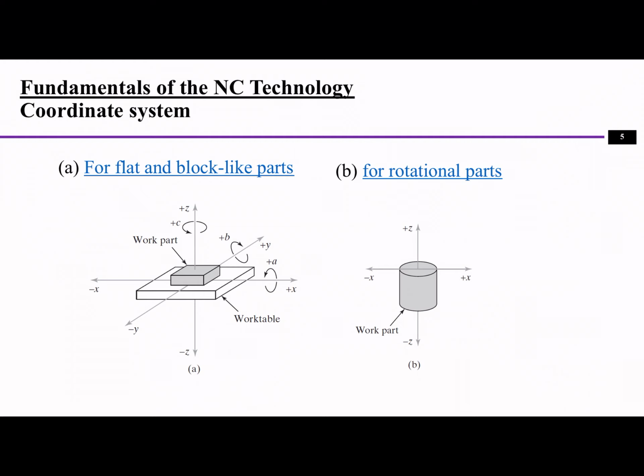For the coordinate system, usually there are two different sets. One is the typical work table, which is for flat and block-type parts. Another one is for rotational parts, where the machine can rotate the parts and then do some of the machining, for example, turning operations. We can take a look at the video.